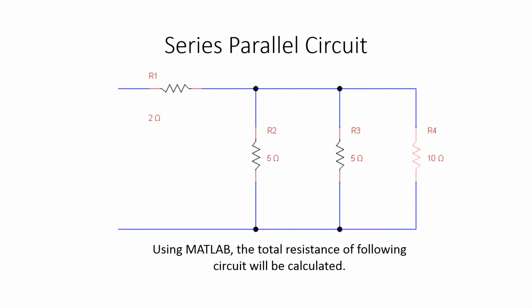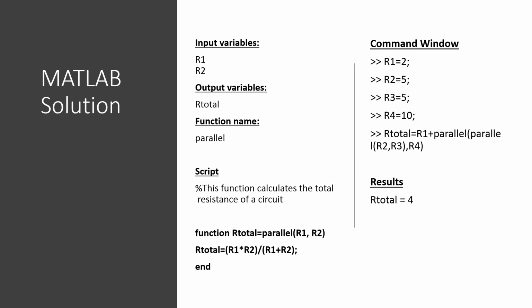Here is an example of a series parallel circuit. Next, we will be discussing how to use MATLAB to solve for its total resistance. We begin our MATLAB code by creating a new function from the File menu. Our input variables will be our resistors. Output variable will be our total resistance, and we will name our function parallel.